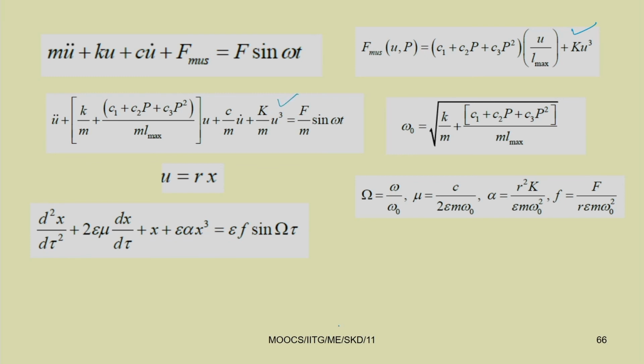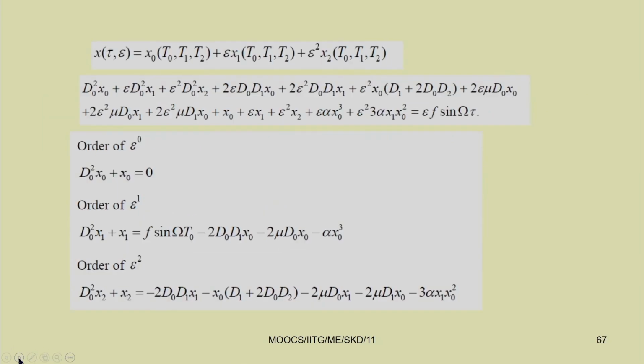Just see this equation by substituting omega 0 equal to this term, and u equal to Rx, where R is a scaling parameter. Already we have defined what a scaling parameter is. Defining non-dimensional parameters like the non-dimensional frequency omega by omega 0, damping mu equal to c by 2 epsilon m omega 0, alpha equal to R square k by epsilon m omega 0 square, and f equal to capital F by R epsilon m omega 0 square, we can write this equation in a very convenient way: d square x by d tau square plus 2 epsilon mu dx by d tau plus x plus epsilon alpha x cube equal to epsilon f sin omega t.